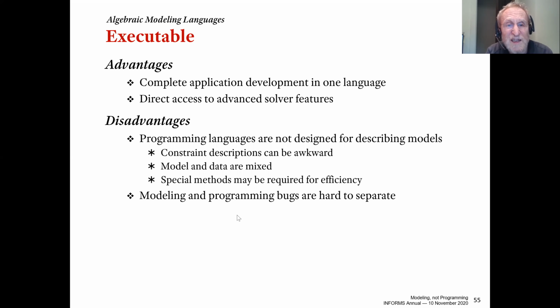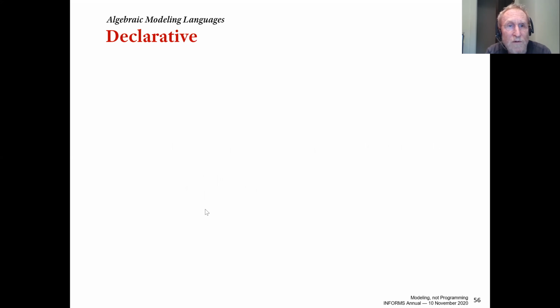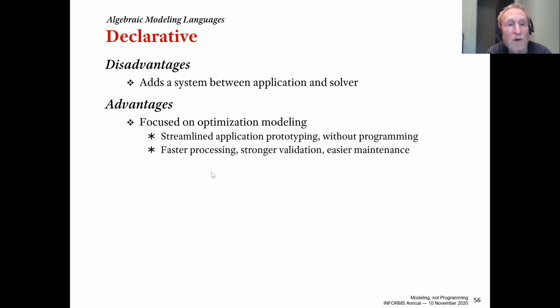And then it can be hard to determine sometimes whether your bugs are due to the model or the program. For the declarative approach, the main disadvantage of using something like AMPL is that you have another system between the application and the solver. So you have to be willing to use a specialized system for that purpose. But the advantage you then get is a system that's focused on optimization modeling. It streamlines the application prototyping, and it tends to be faster in processing.